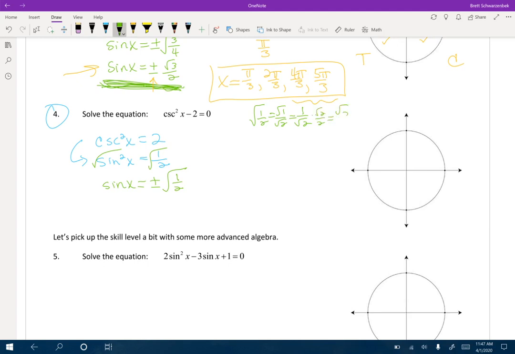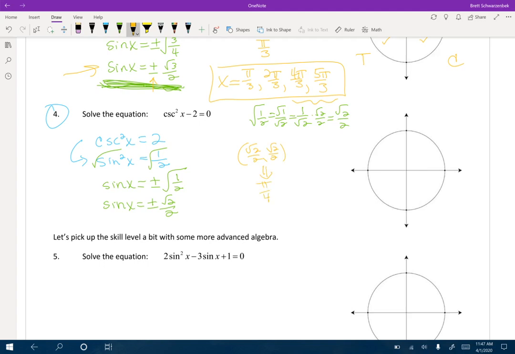We're going to get root 2 over 2, so the sine of x is equal to plus or minus root 2 over 2. So again, what are we looking for? We're looking for when the y-coordinate is root 2 over 2. We know that occurs when the x-coordinate is root 2 over 2 as well at the pi over 4 families.